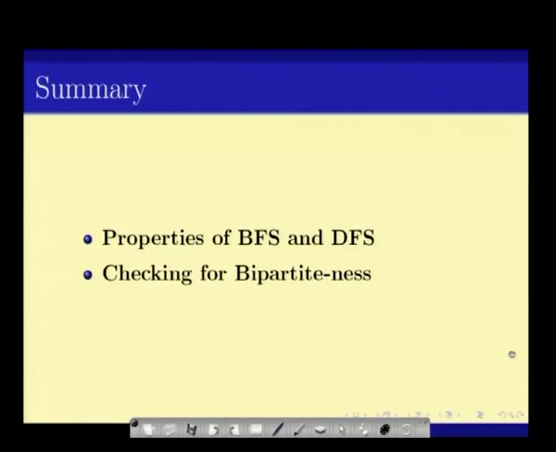To summarize, we looked at various properties of BFS and DFS, and we saw how to use BFS for checking for bipartiteness. In the next lecture, we will be using BFS for finding out the shortest distance between 2 vertices.